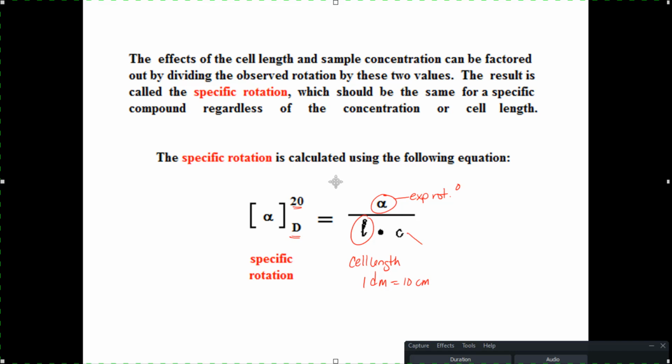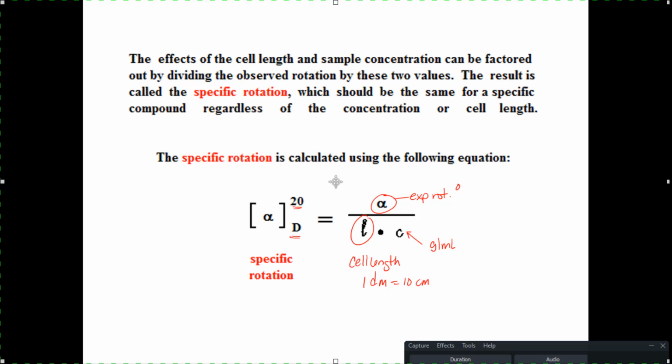And concentration, I don't sometimes know the molecule that I'm looking at. So this is normally measured in grams per mL, because I can measure out grams per mL. I don't need to know what the molecule is to make a solution of that concentration. And so what this does is normalize the experimental rotation into a physical property called the specific rotation.